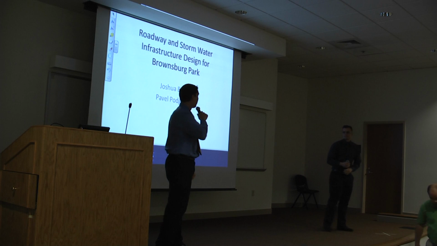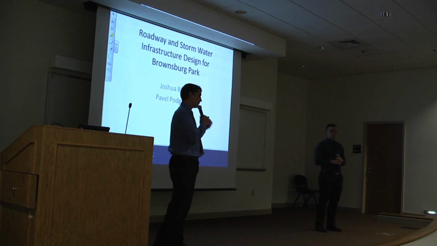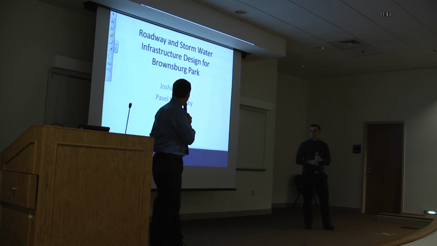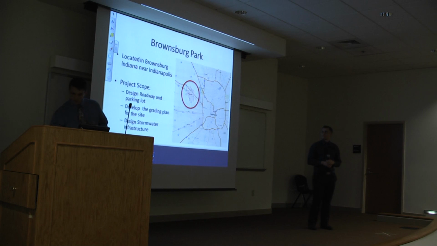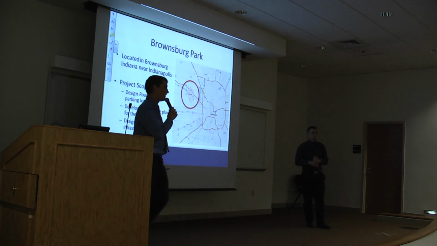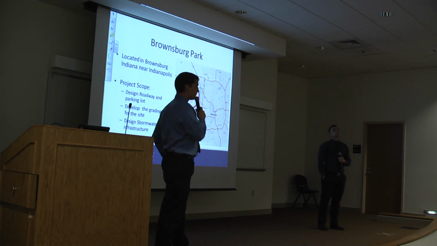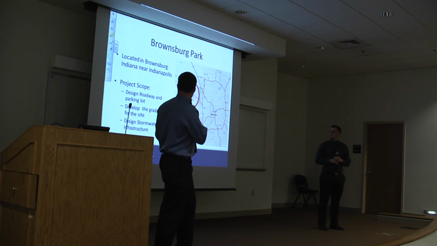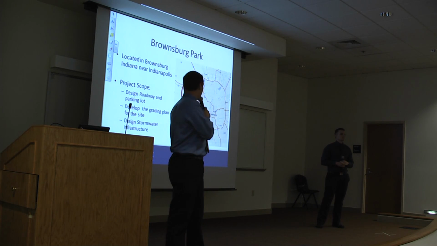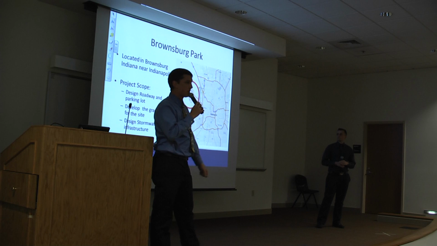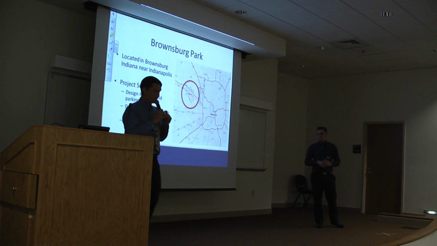Good morning and welcome. This is the Roadway and Stormwater Infrastructure Project for our stormwater infrastructure design for Brownsburg Park. Brownsburg Park is located near Indianapolis, as you can see by the red space outlined by the circle. The scope of our project was to design the roadway and parking lot, to develop the grading plan for the site, and to develop the stormwater infrastructure for the park.